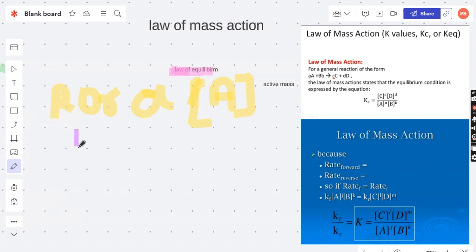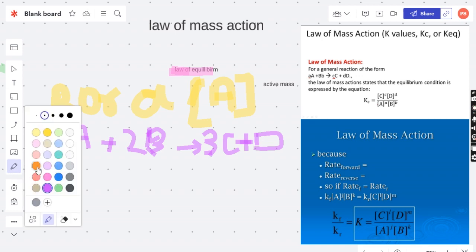For instance, A plus 2B gives C plus 3D. I'm facing some problem writing it. Now I'm going to write about the forward and backward reactions.